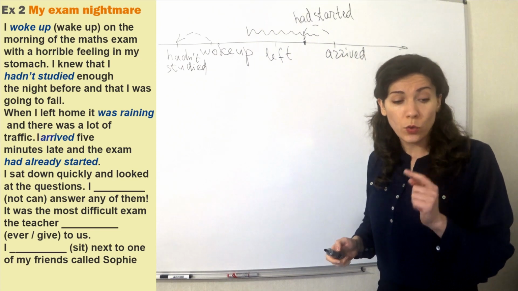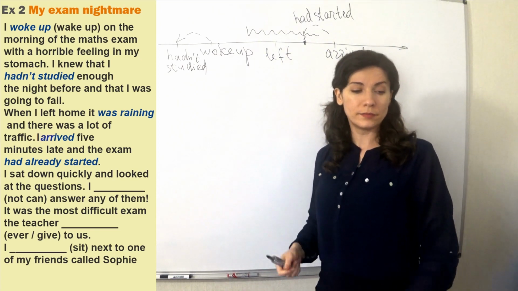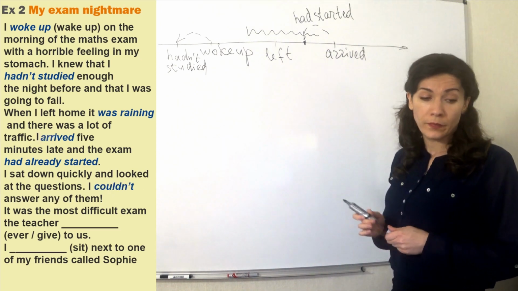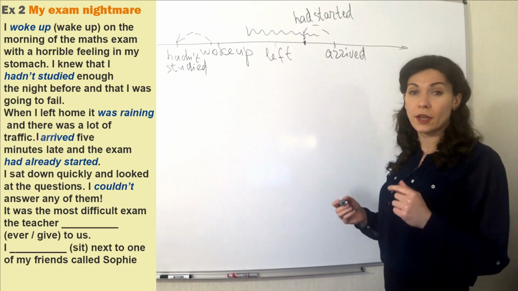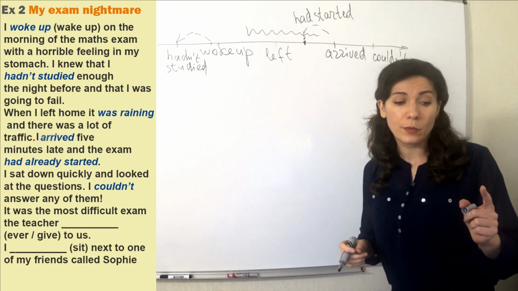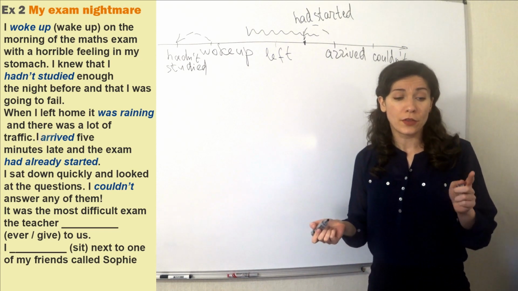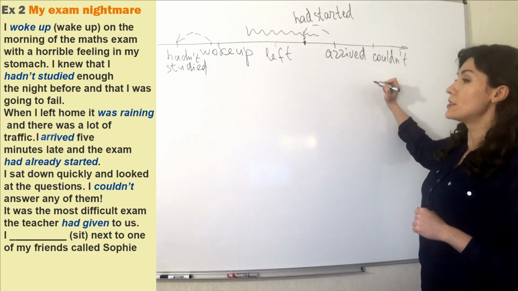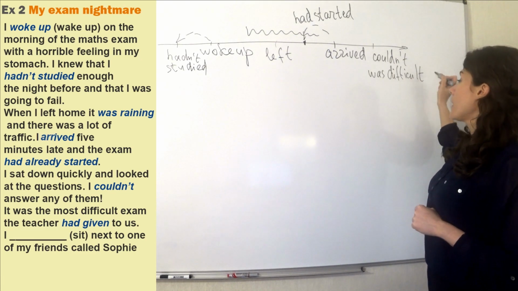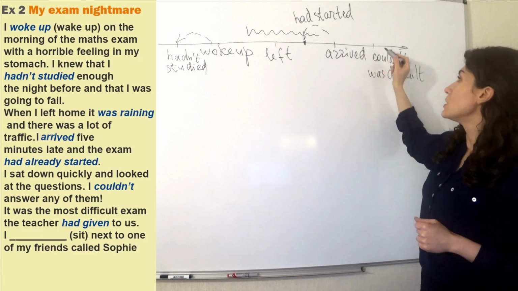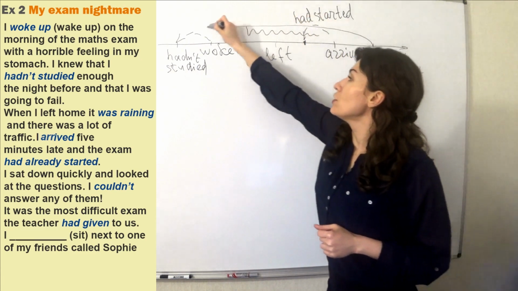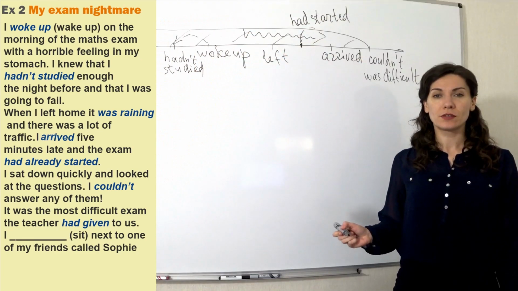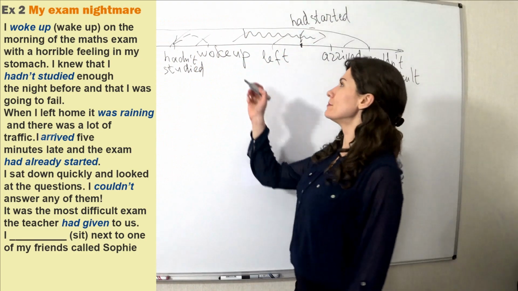I sat down quickly and looked at the questions. I couldn't answer any of them. Yeah, it's a state. It was the most difficult exam the teacher had ever given to us. So it was difficult that the teacher had ever given to us, before. So the past perfect is used here.